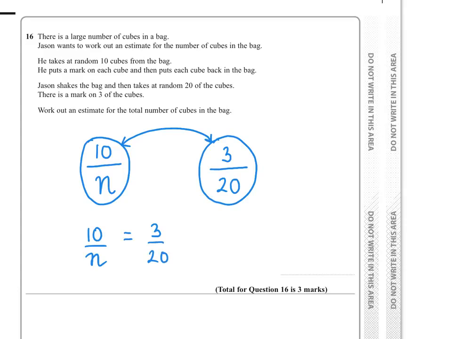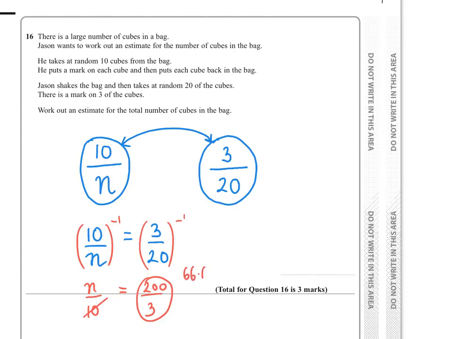What we can do, and it's up to you what you're more comfortable with, one option is you can invert both sides, i.e. to the power -1. So you can have n over 10 equals 20 over 3. And then you can times both sides by 10. And the answer will be 200 divided by 3. And you can use your calculator, that is 66.6 recurring. So you could say 67 cubes in total, because that's what we wanted to find here.